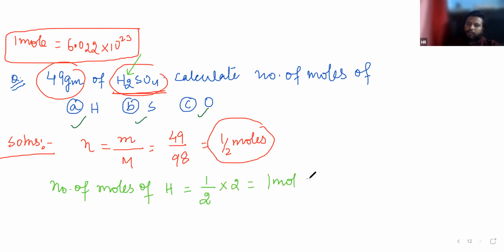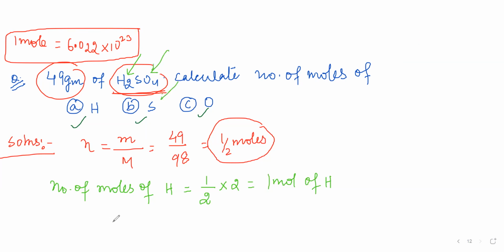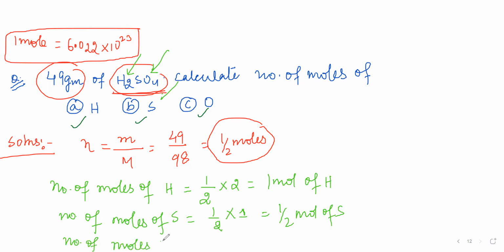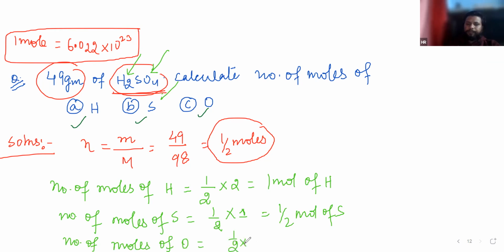1 mole of hydrogen. How many moles of sulfur are present in H2SO4? 1. So the number of moles of sulfur is equal to half, the number of moles, into 1, that will be equal to half mole of sulfur. Again, the number of moles of oxygen will be equal to half into 4, that will be 2. It is exactly the same as we did in terms of AMU.